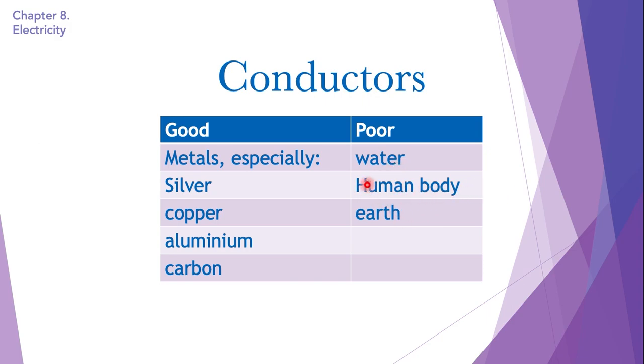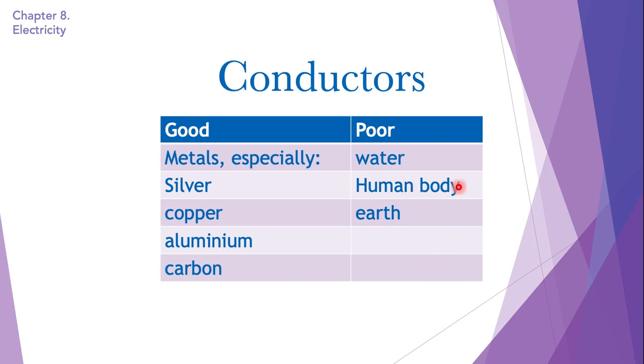Human body is also included because 70% of the human body is made up of water. Human body is also a poor conductor, but still we can get electrocuted. What happens is when electric charges build up on the cloud when there's a thunderstorm or something, the human body conducts the electric charge, and that is the reason it gets electrocuted. So sometimes our human body can become a good conductor, but it is included in the poor conductor list here.